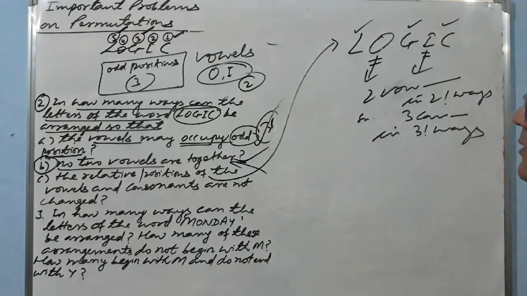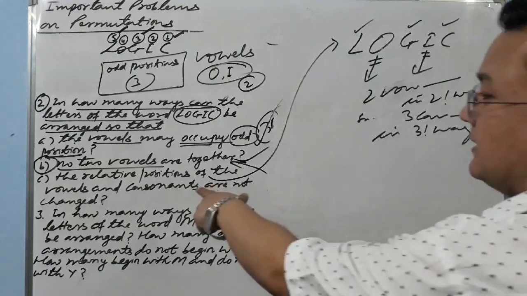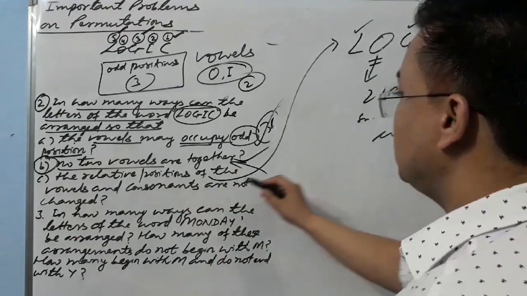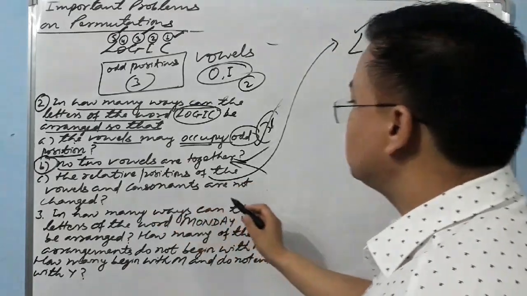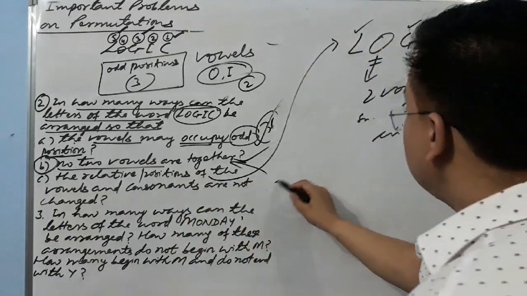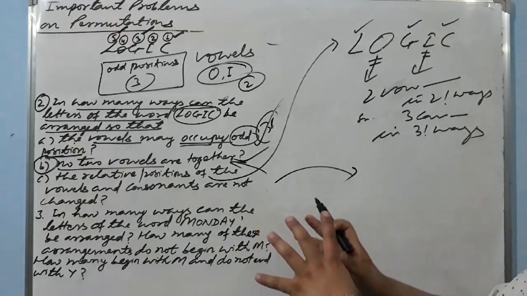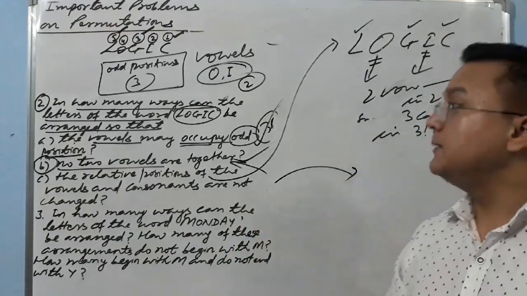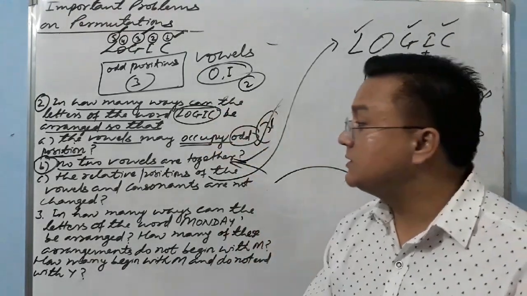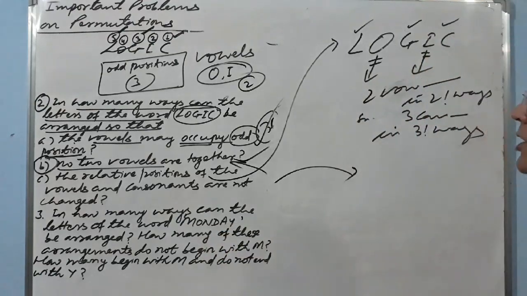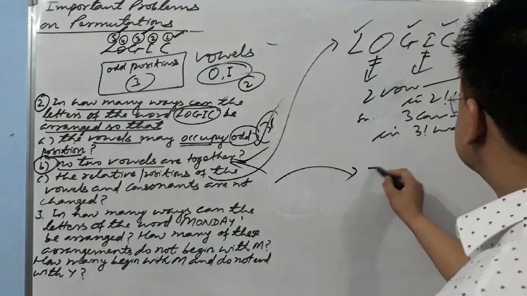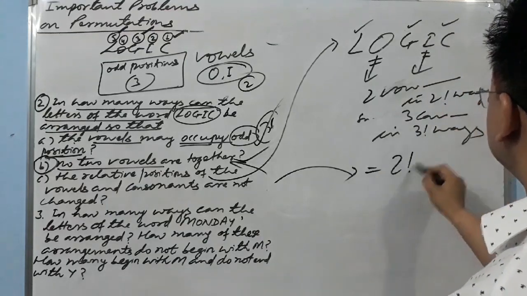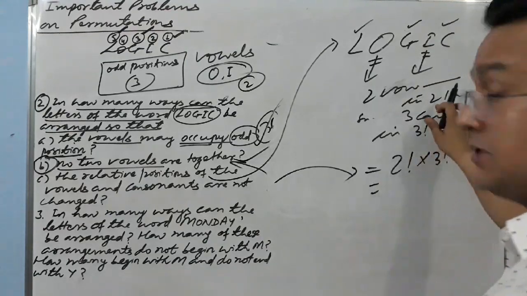So in how many ways can we arrange with this condition? The relative positions of the vowels and consonants are not changed. You can write it this way: the number of arrangements of the letters of the word LOGIC in which the relative positions of the vowels and consonants are not changed is equal to 2 factorial times 3 factorial. You understood 2 factorial?